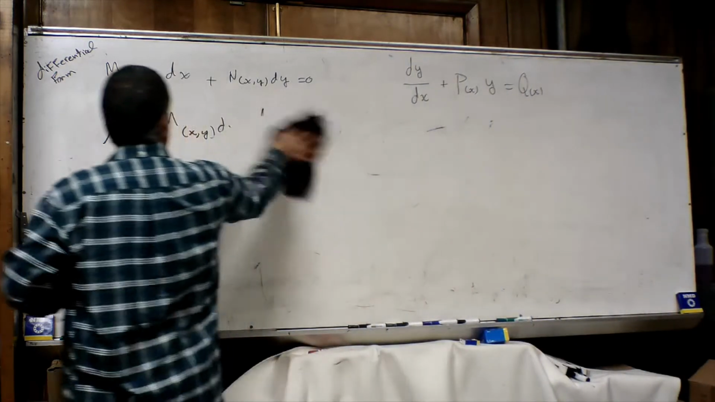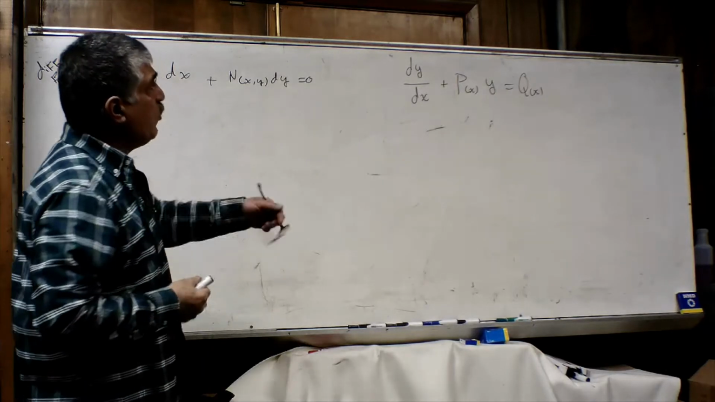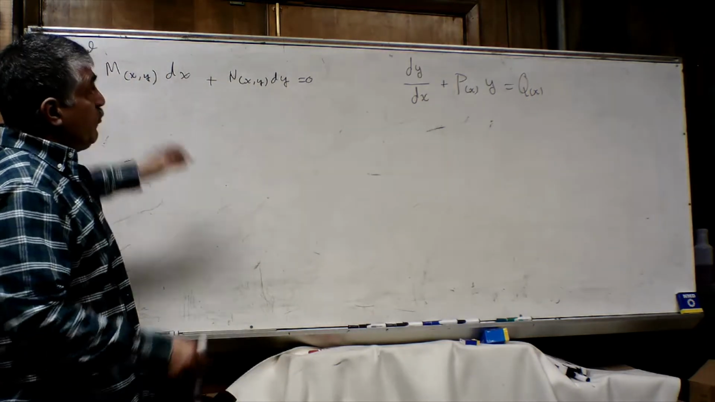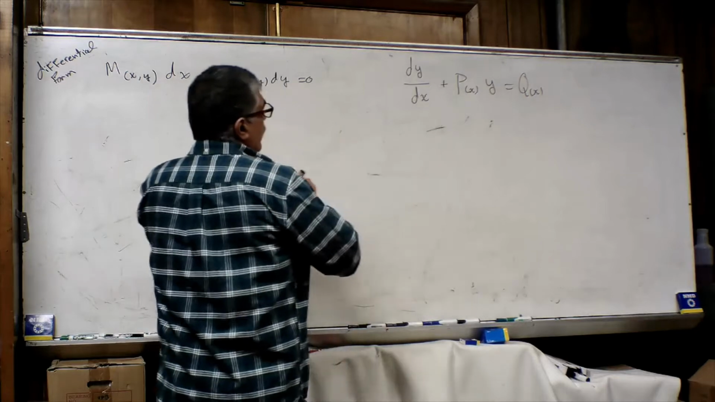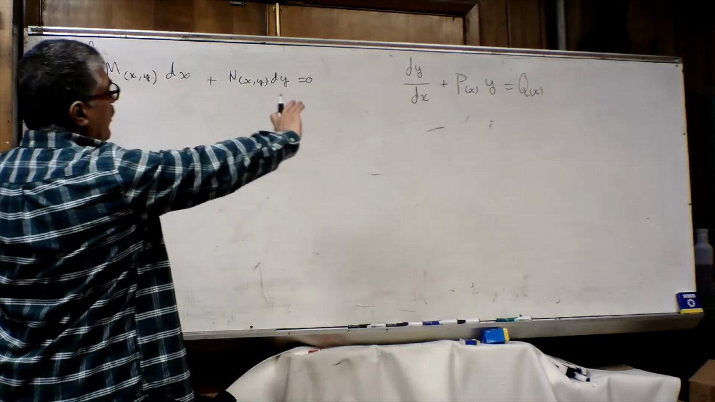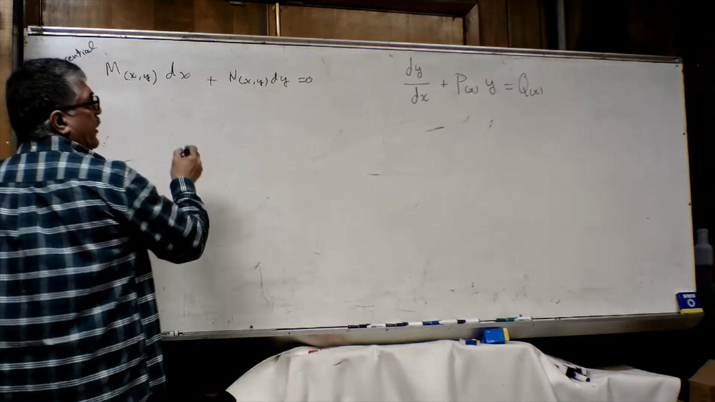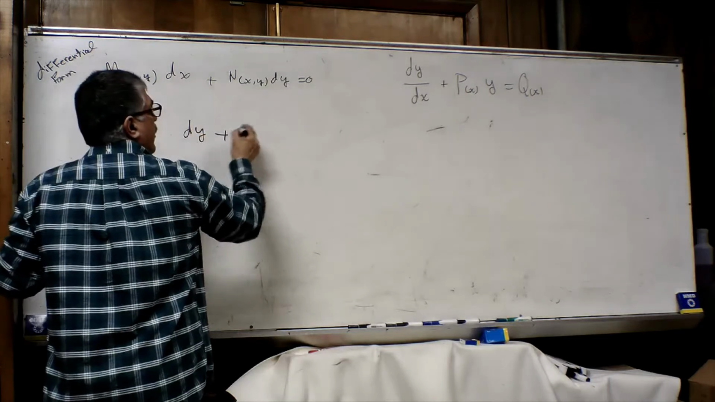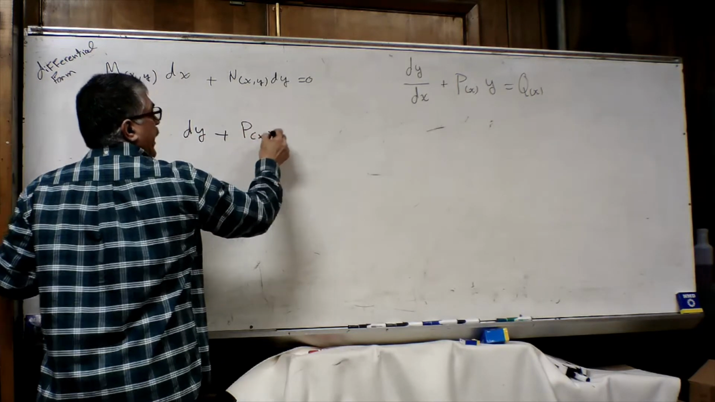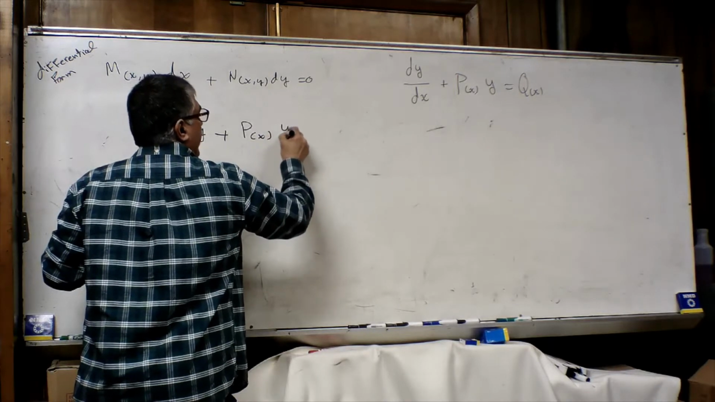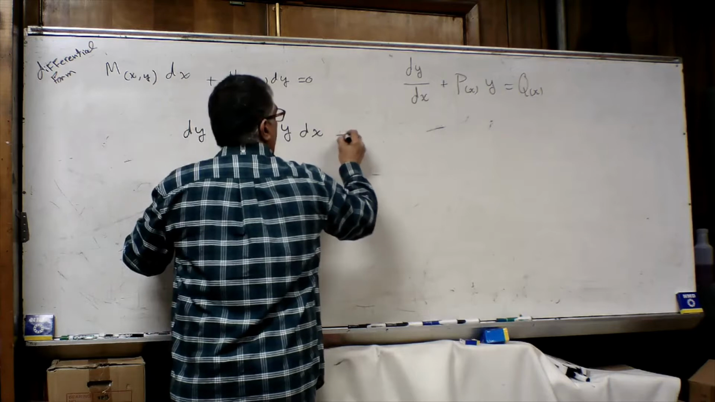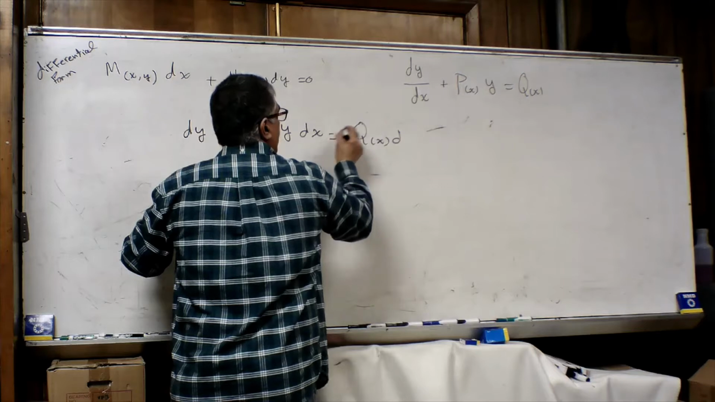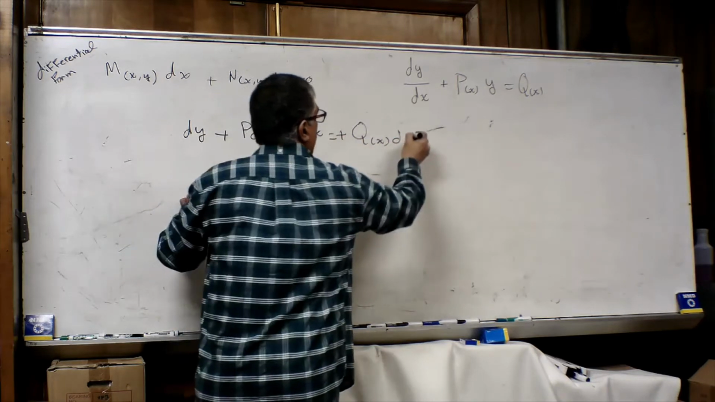So in order for us to do that, let's go ahead and write this in a differential form. If we multiply both sides of the equation by dx, we are going to have dy plus p(x) y dx is equal to q(x) dx.